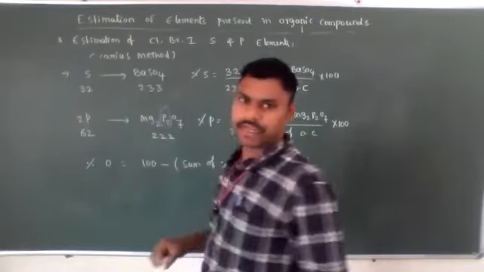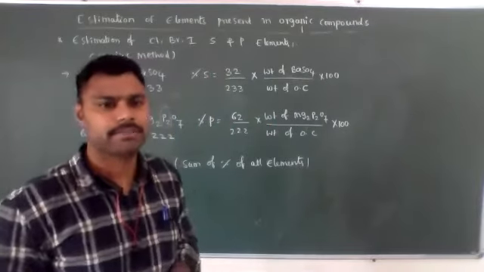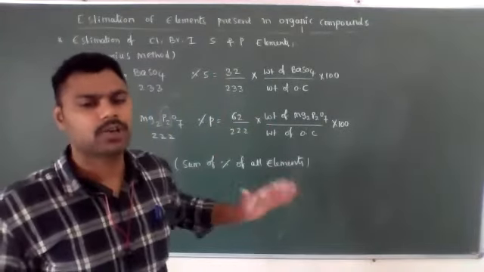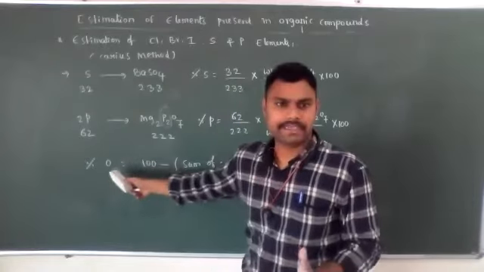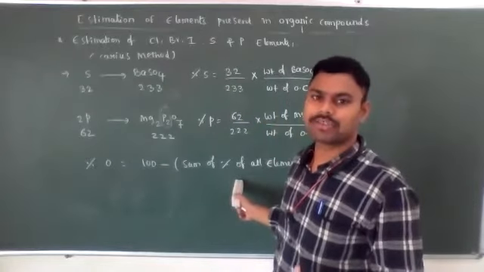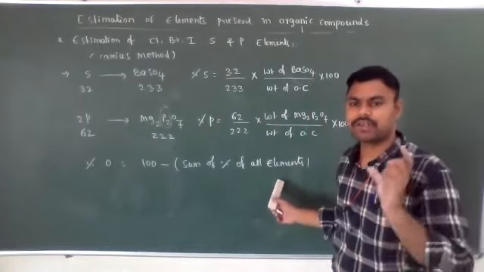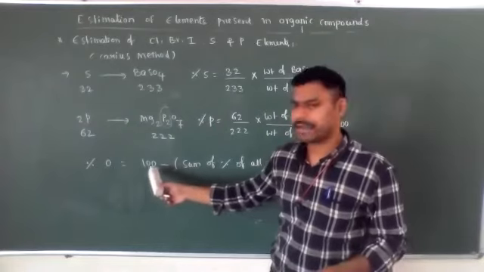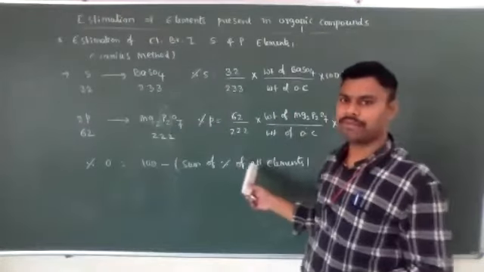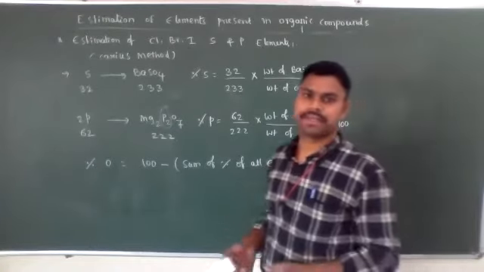In the question, for example, after finding the percentages of the elements they have given, if the total percentage is not equal to 100 percent, the extra percentage must be oxygen. That we need to remember. So how to calculate oxygen percentage, ma'am? The oxygen percentage is equal to 100 minus the sum of the percentages of all elements. Then we'll get the oxygen percentage.